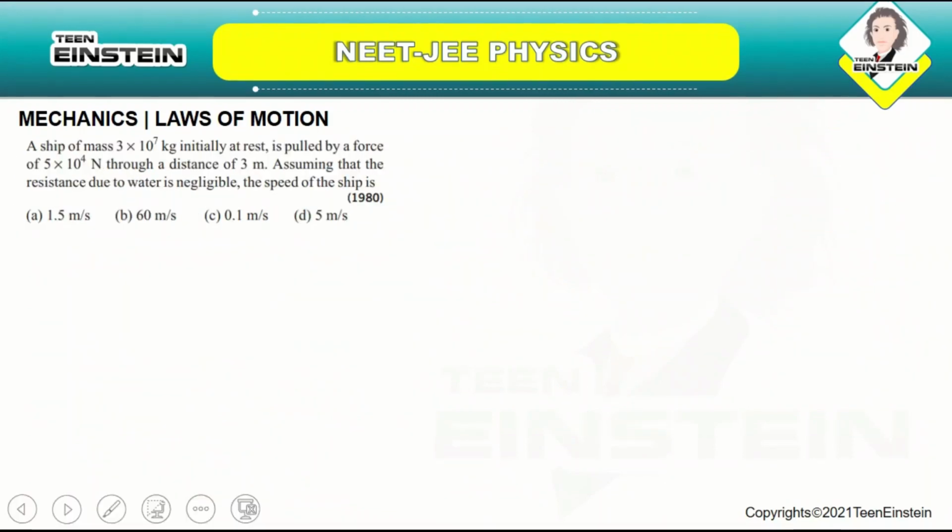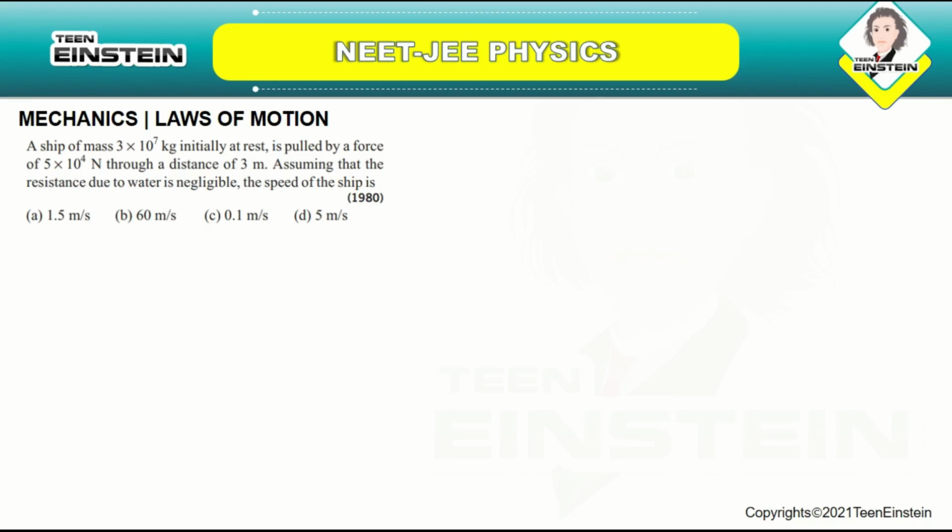The next question is, a ship of mass 3 into 10 power 7 kilogram initially at rest is pulled by a force of 5 into 10 power 4 Newton through a distance of 3 meters. Assuming that the resistance due to water is negligible, the speed of the ship is?